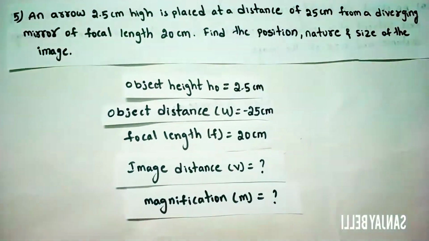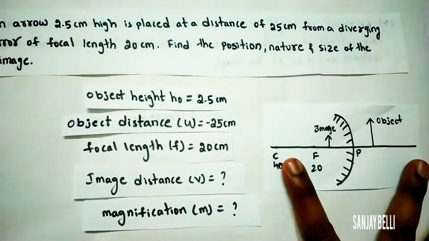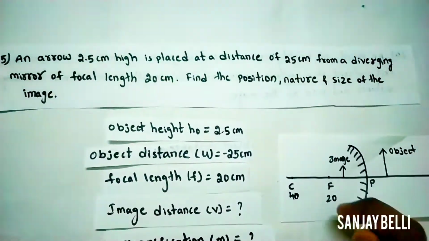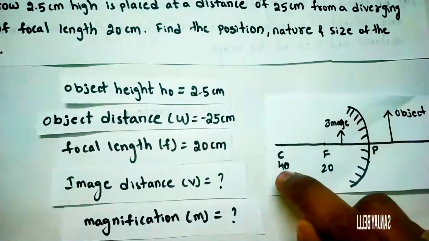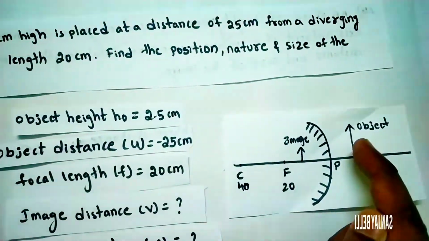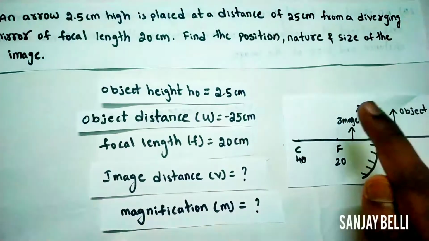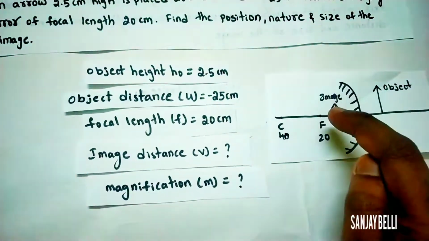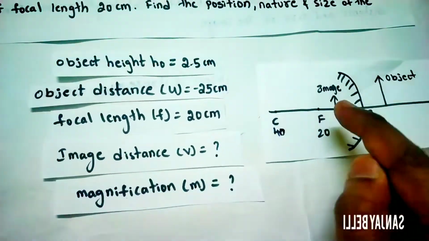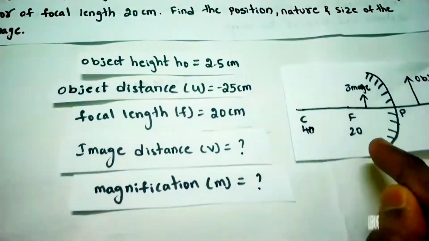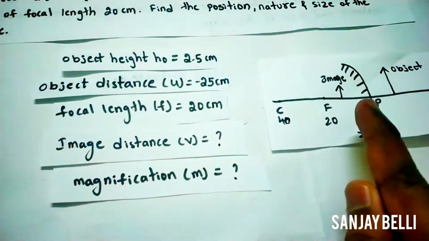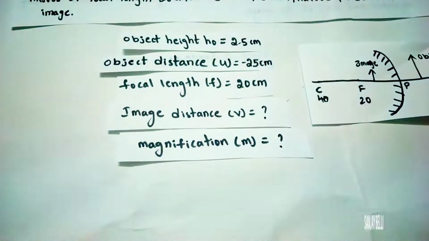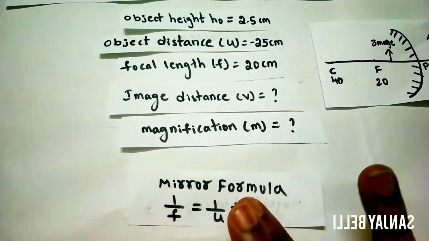Okay. So before solving this problem, let me go with a rough diagram of the convex mirror. P, F, C, and F is 20, so C will become 40, and the object is placed. As we know, the image is always obtained behind the mirror between P and F, and it is a virtual, erect and diminished image. So your V value should be less than F, less than 20, and it should be positive. Now we will calculate the image distance using the mirror formula.